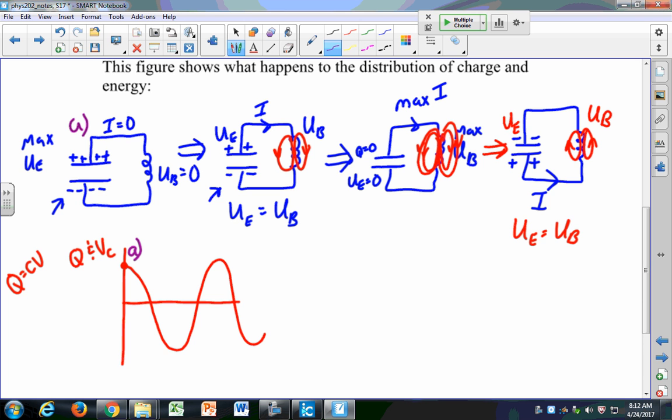What is, say, at this point? Well, let's label these four figures. I have A, B, C, and D. What is this point right here? Is it A, B, C, or D? Let's do it as a clicker question. Given these four circuits, what is this point right here? Is it A, B, C, or D?